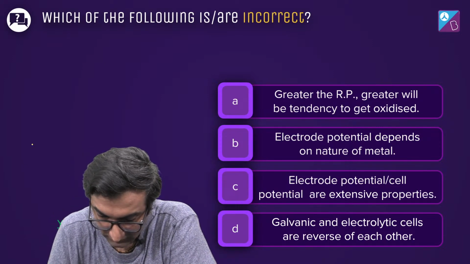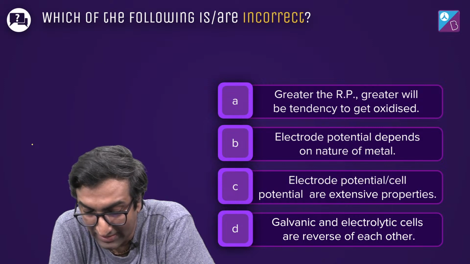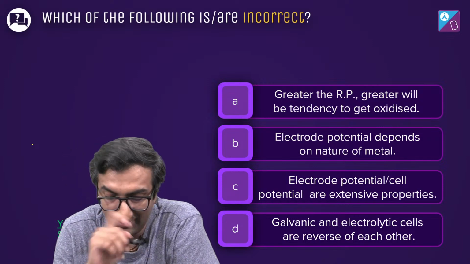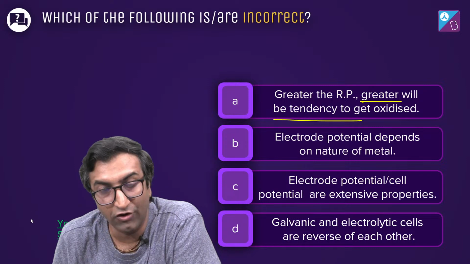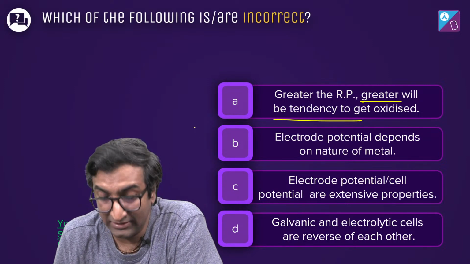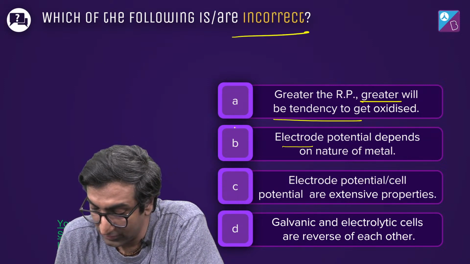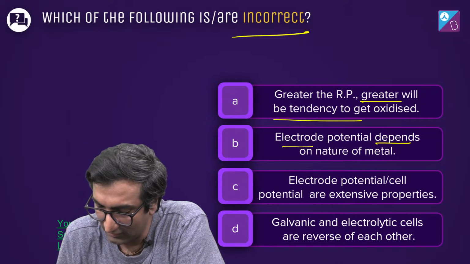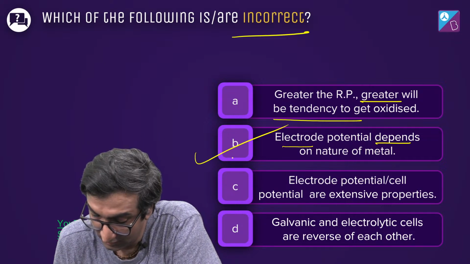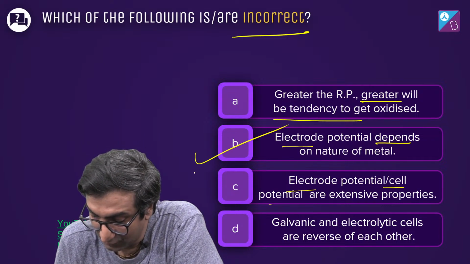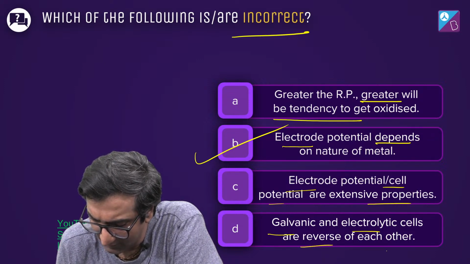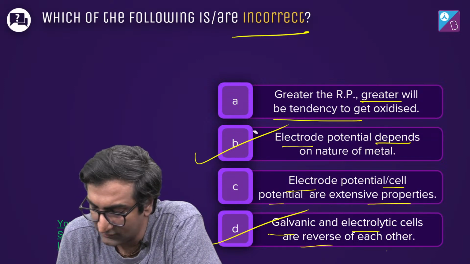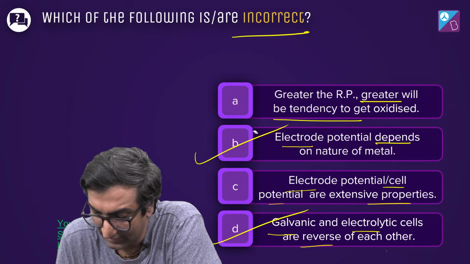ठीक है? Which of the following is or are incorrect? Greater the reduction potential, greater will be tendency to get oxidized. Incorrect. Electrode potential depends on nature of metal. ये तो सही है. Hence not the answer. Electrode potential, cell potential are extensive properties. Galvanic and electrolytic cells are reverse. ये भी सही है. तो इन दोनों में से देखना है कि कौन सा गलत है. कोई गलत है, दोनों गलत है, एक गलत है.